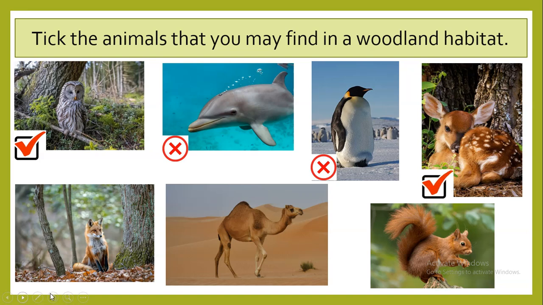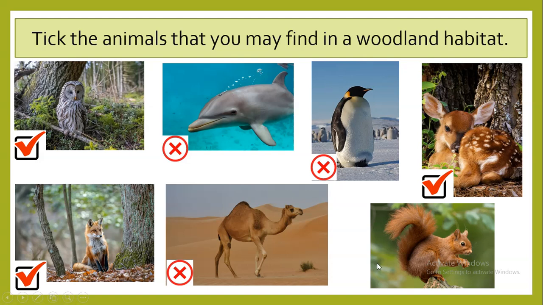Yes, excellent. This fox, is it a woodland animal or does it live in a woodland habitat? Yes, of course. Now to this camel, what do you think? Does it live in a woodland habitat? Is it a woodland animal? No, excellent. It lives in the desert. It's a dry and hot place.